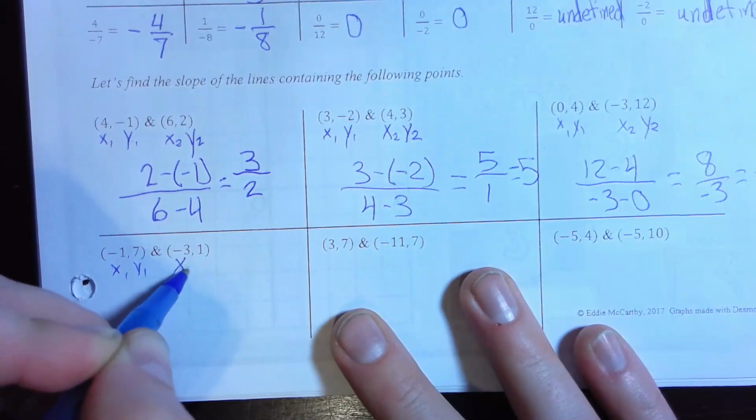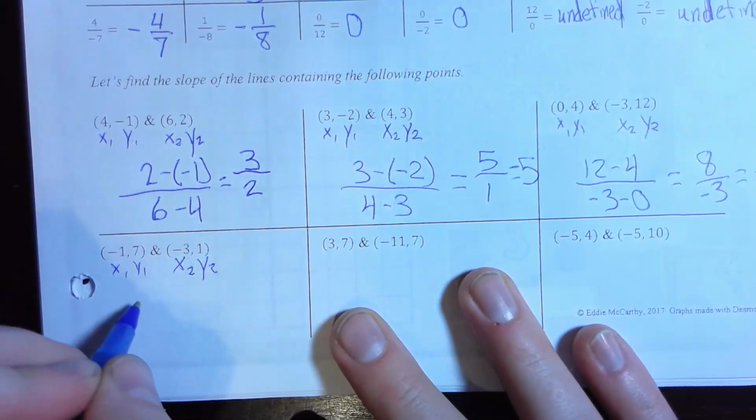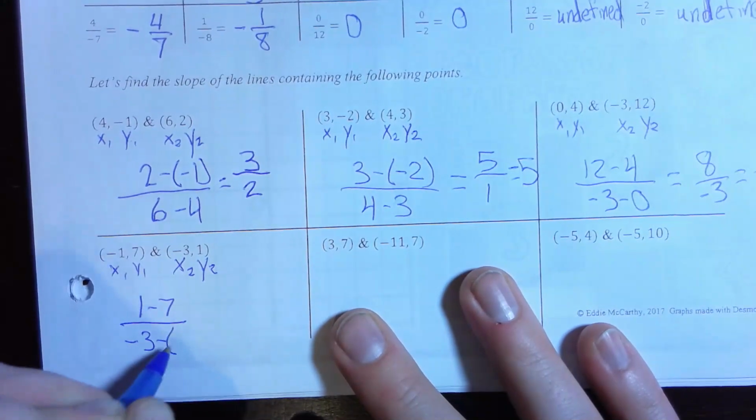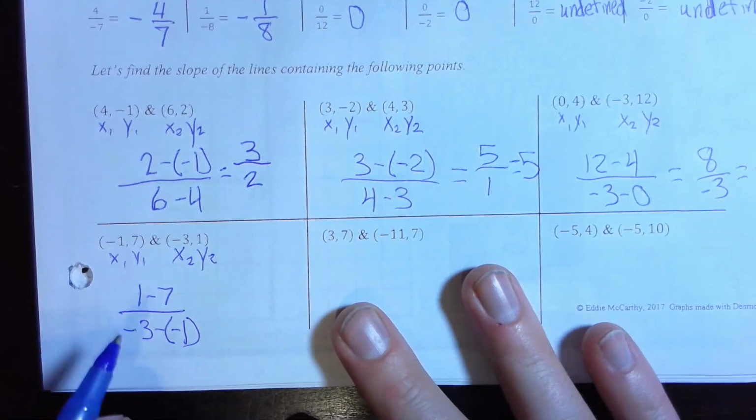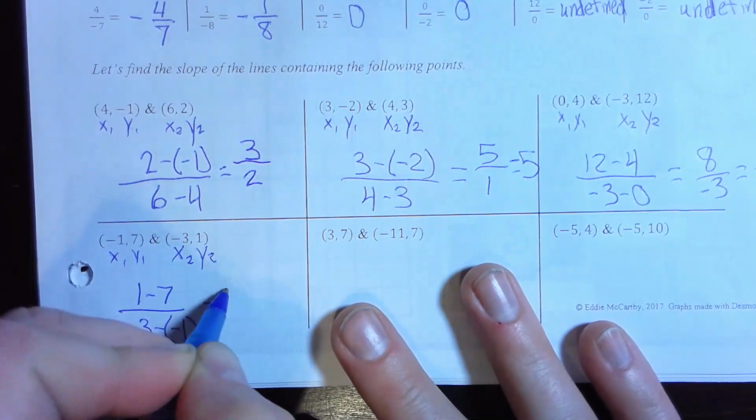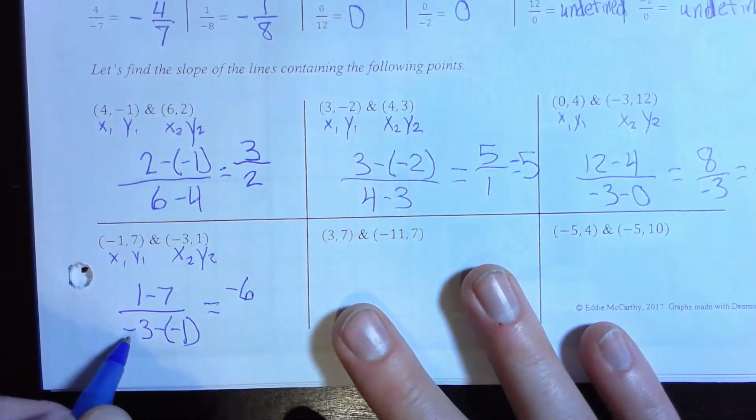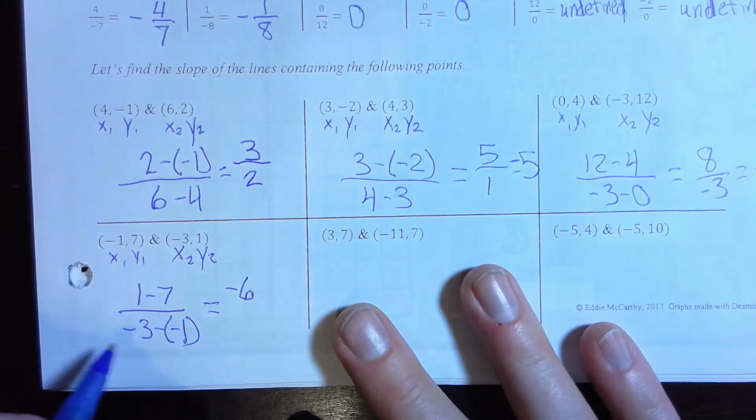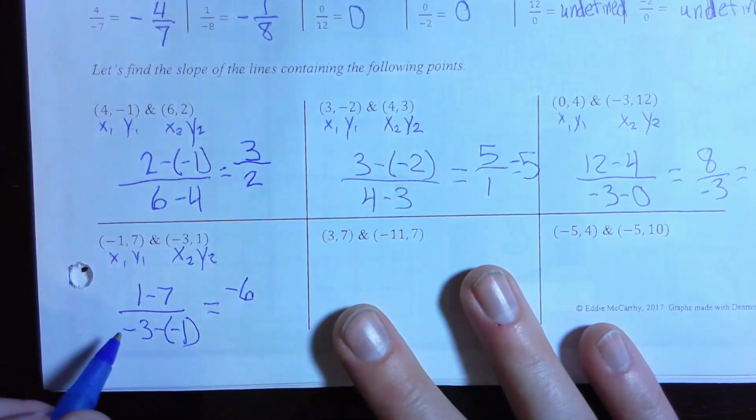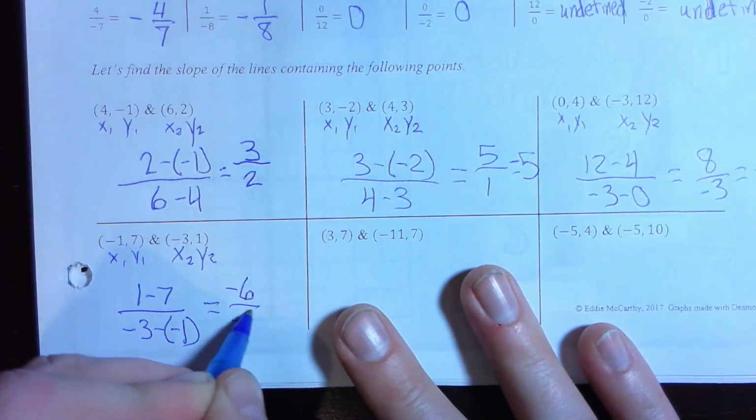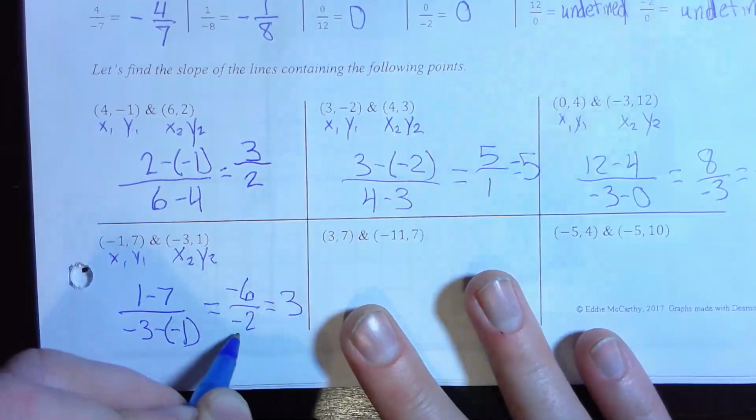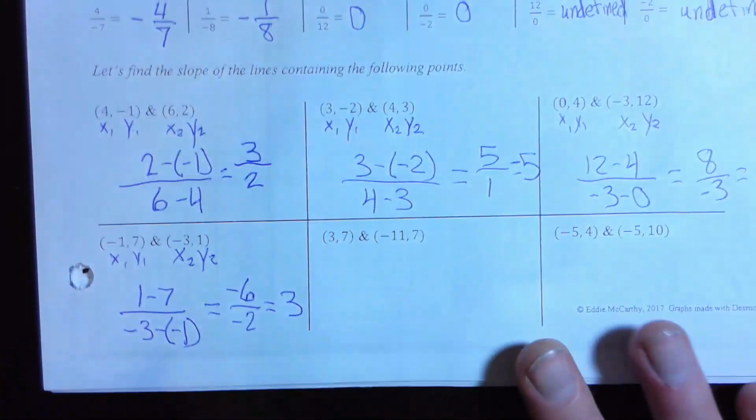x1, y1, x2, y2. 1 minus 7 divided by negative 3 minus a negative 1. Do you see all those negatives? Make sure that you're subtracting a negative. You put this in parentheses. That'll really help you see it. So negative 6 up on top. Negative 3 minus a negative 1 is the same as negative 3 plus 1, which is the same as 1 minus 3, which is negative 2. Negative 6 divided by negative 2, well, that's a positive 3, because a negative divided by a negative is a positive, and 6 divided by 2 is 3.